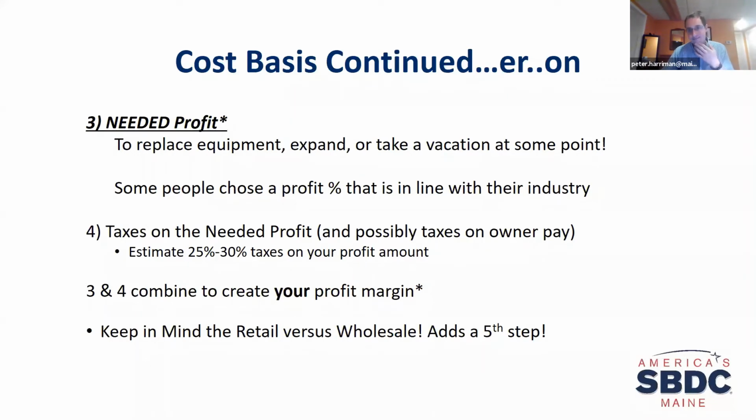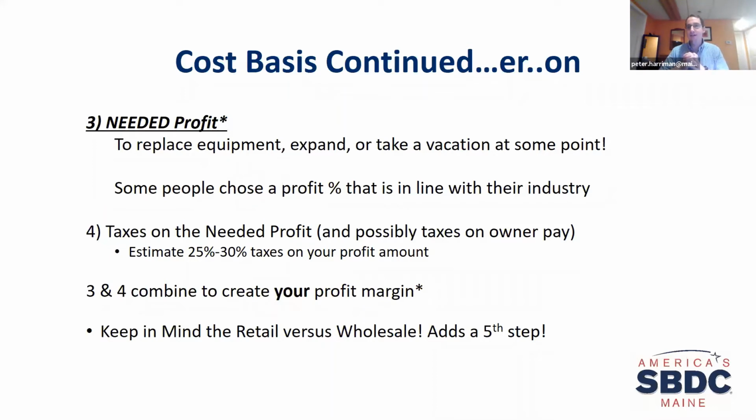Step 3. Again, remember we had 4 steps. Step 3, needed profit, right? Your equipment is going to need to be replaced, or you're going to want to take a vacation, or you're going to want to expand at some point, right? So you need to factor in, or bake into your price, a needed profit. That's the whole reason why you're doing business. You're not doing it just to get by. You're doing it so that you're making money, right?